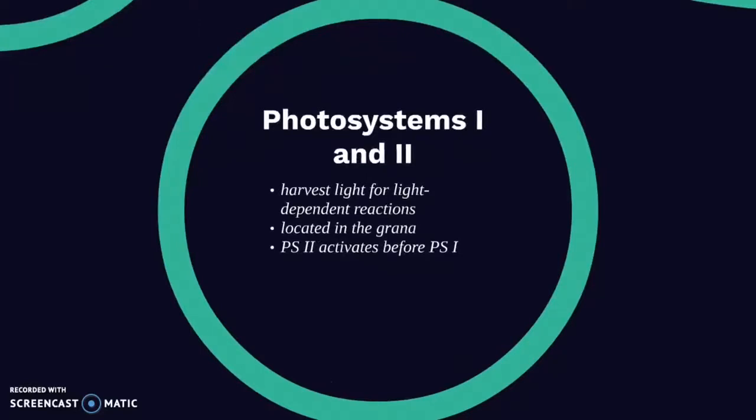Next up, we have Photosystems I and II, which both harvest light for light-dependent reactions. There are several hundred of them in each chloroplast. There are two photosystems, Photosystems I and II. Photosystem I absorbs light on average in the 700 nanometer range, while Photosystem II absorbs light on average in the 680 nanometer range. Photosystem II activates before Photosystem I.